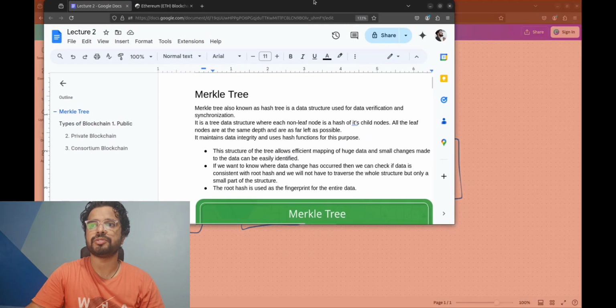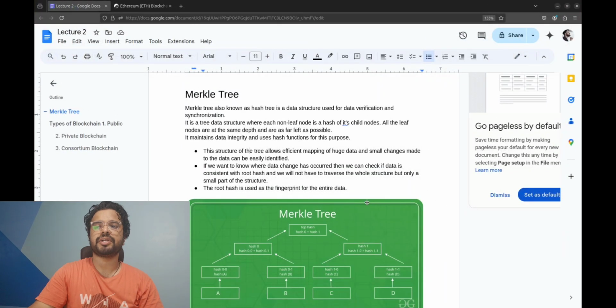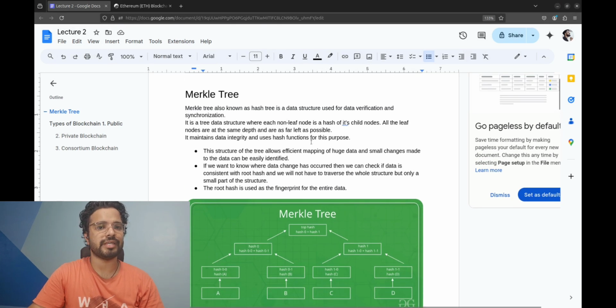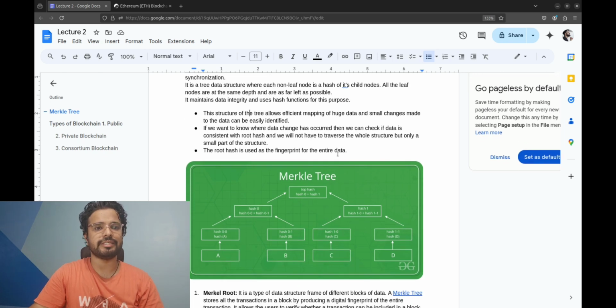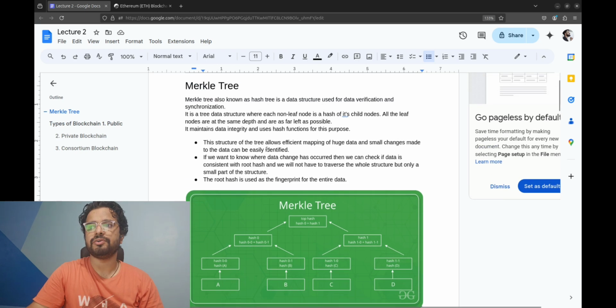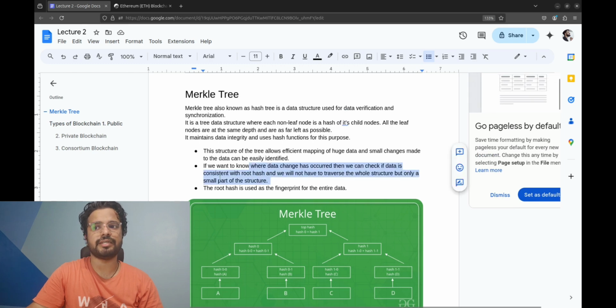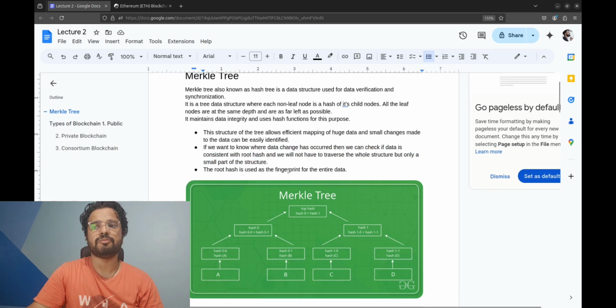I have also written some notes for you guys. So Merkle tree, as I have mentioned, is a hash tree. It is used for easy searching of a block. It is used by explorers like the Ethereum Explorer or any other blockchain explorer to easily identify a particular block and to search it within log n time, which is very little time. If you want to know where the data changes occurred, then we can check if the data is consistent with the root hash. Do we have to traverse the whole structure? We don't need to traverse the whole structure to find the small part of the structure.